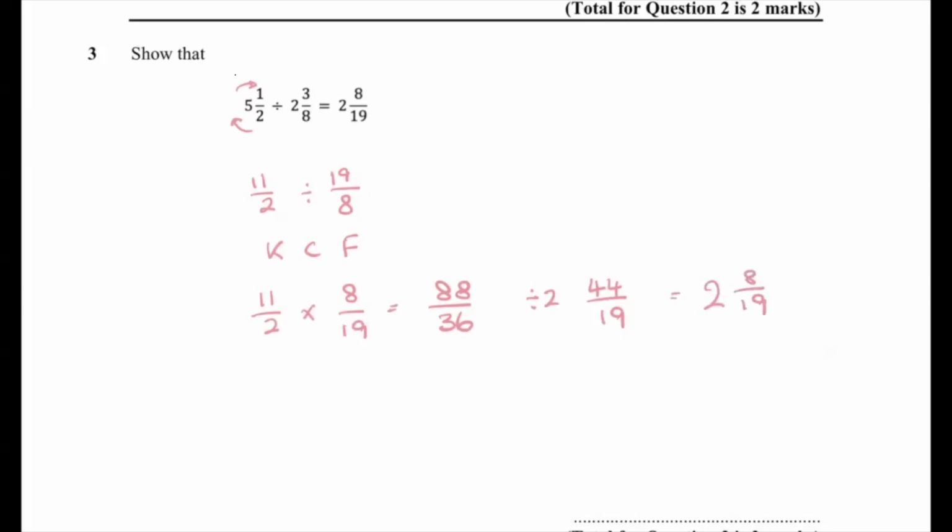So 2 times 5 is 10 plus 1 is 11. So we've got 11 over 2 divided by 8 twos are 16, 17, 18, 19 over 8. Then it's keep, change, flip. And then we just do it. Now you could half that, show a little bit of the cancelling process, and then it really will just equal the answer. And then, yeah, just use your calculator to make sure you haven't made any mistakes.